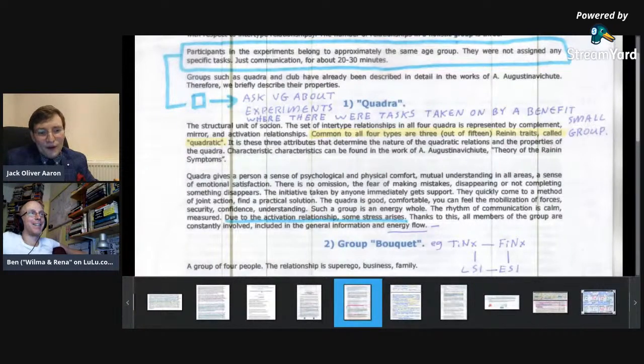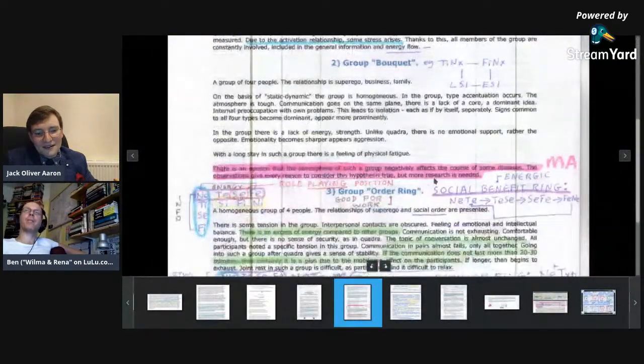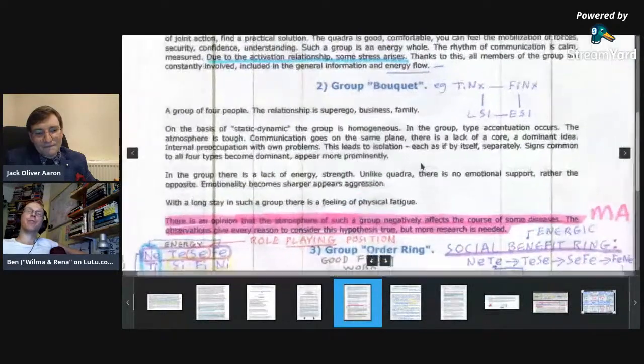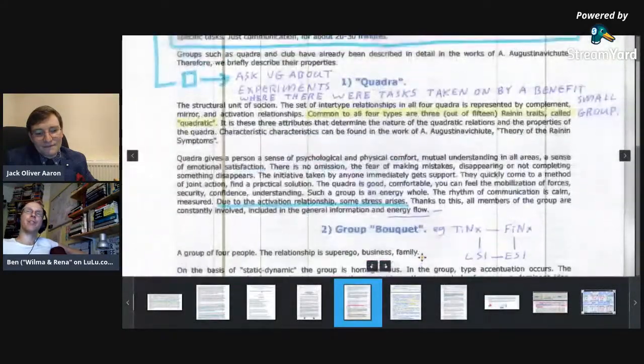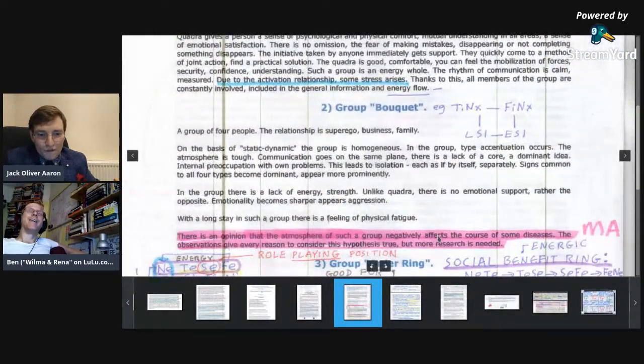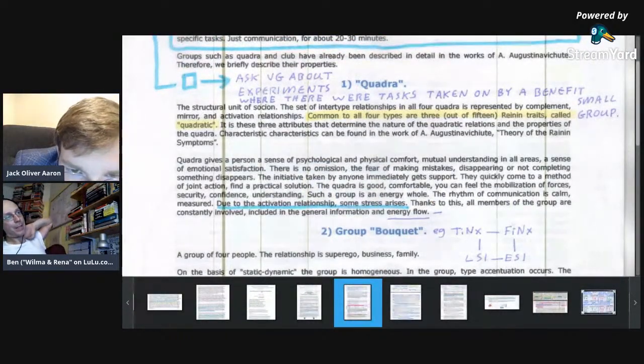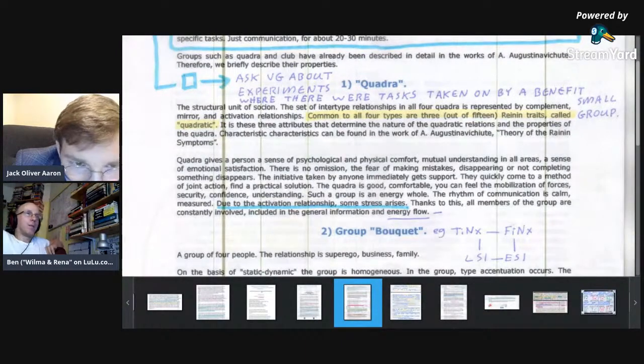So why are we looking at the benefit cycle as the bee's knees? Well, because that is frequently, again, in terms of those relationships where you want to get something done rather than the focus on comfort. But not just focus on comfort. You can see there is an energy whole, mobilization of forces, some stress arises. The fact that all members of the group are constantly involved, including the general information energy flow. This is getting things done, Ben.